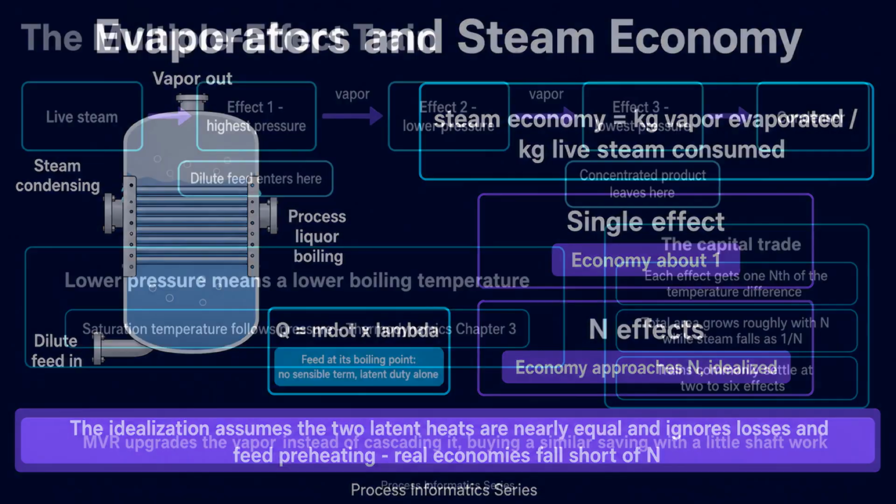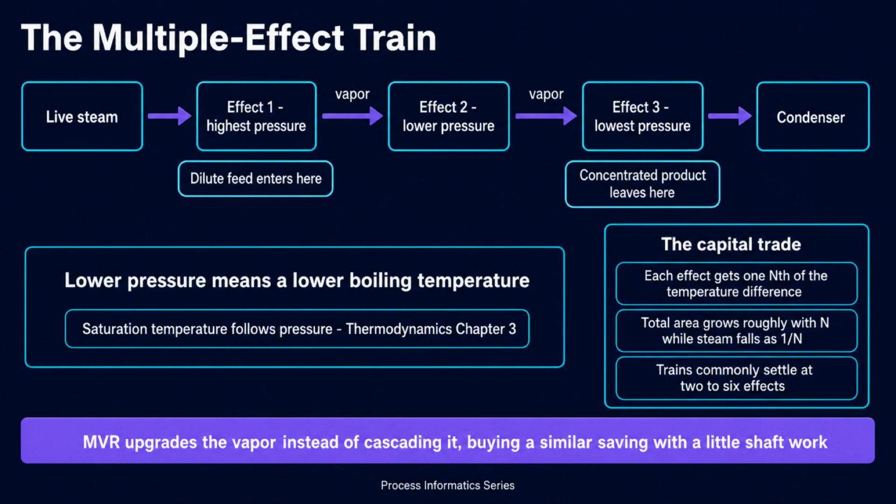equipment. Follow the train. Live steam heats effect 1, held at the highest pressure. The vapor boiled off in effect 1 still carries essentially all the latent heat that made it, so it heats effect 2, held at a lower pressure. Its liquor therefore boils at a lower temperature, because saturation temperature follows pressure, a result from Chapter 3 of our thermodynamics series. Effect 2's vapor heats effect 3 at lower pressure still, and the last effect exhausts to a condenser. Dilute feed enters effect 1 and concentrated product leaves effect 3. Idealized, 3 effects give an economy near 3.